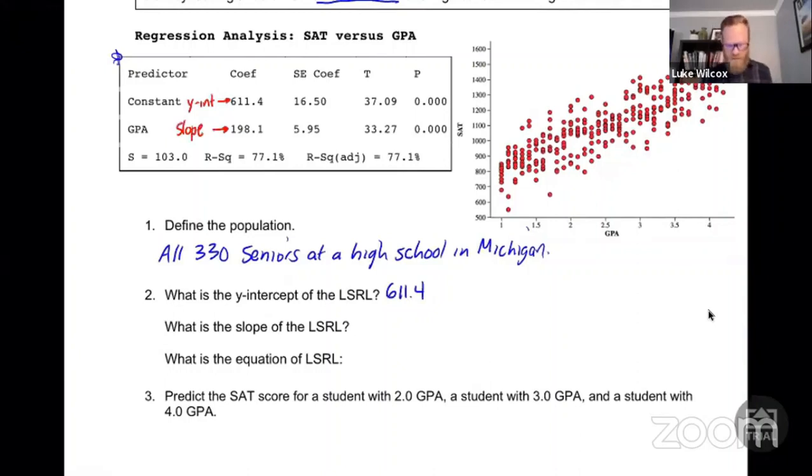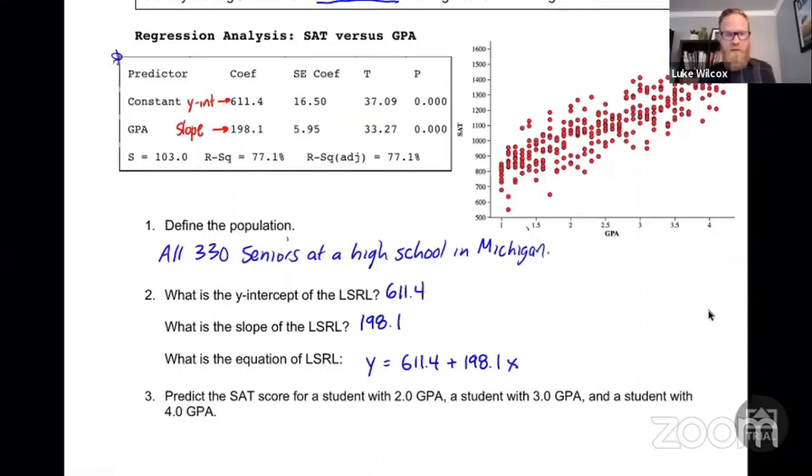Now, the next value that we're given in that computer output is the slope of the LSRL. That's the next value that you see there. So we can record that for the next question. The slope of the LSRL is 198.1. And in just a minute, we'll talk a little bit more about what that number means specifically and how to interpret that slope. But the next question says, what's the equation of the LSRL? Well, we know the y-intercept and we know the slope. So we can write our equation now as y equals the y-intercept plus the slope times x.